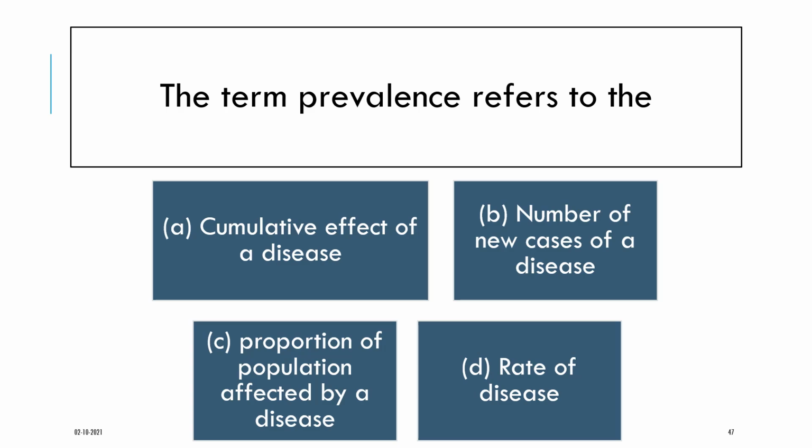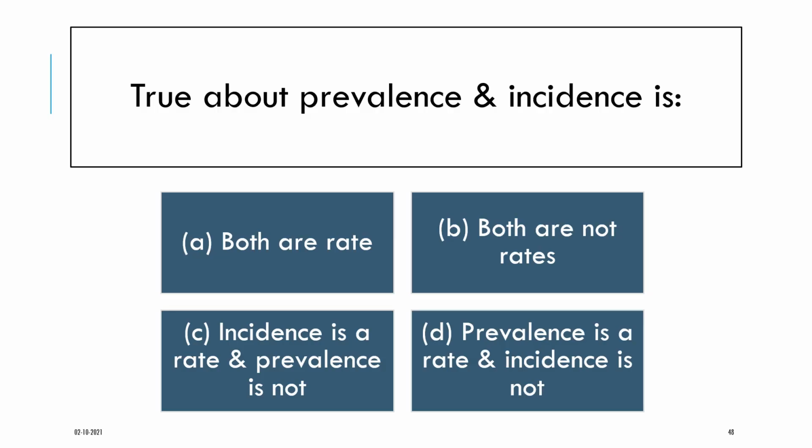All right, the next one, the term prevalence refers to, the answer over here will be C. Because as we discussed earlier, prevalence is a proportion. So therefore, the proportion of the population affected by the disease is the prevalence. Now, the next one, true about both incidence and prevalence: both are rates, not rates, incidence is a rate, or prevalence is a rate. Now, the correct answer to this is again C, because incidence is a rate, whereas prevalence is a proportion, just as we saw in the previous question.